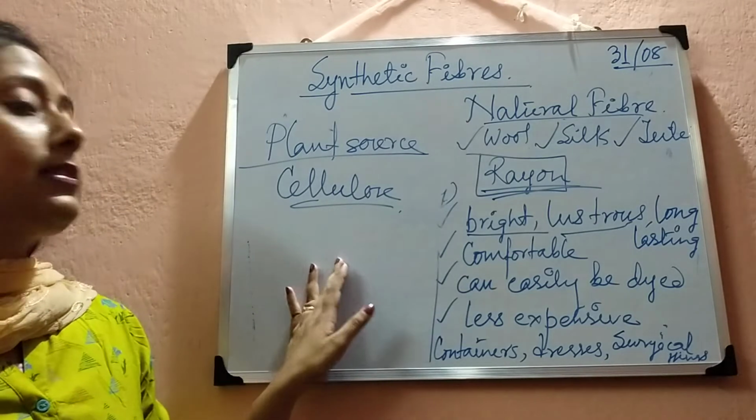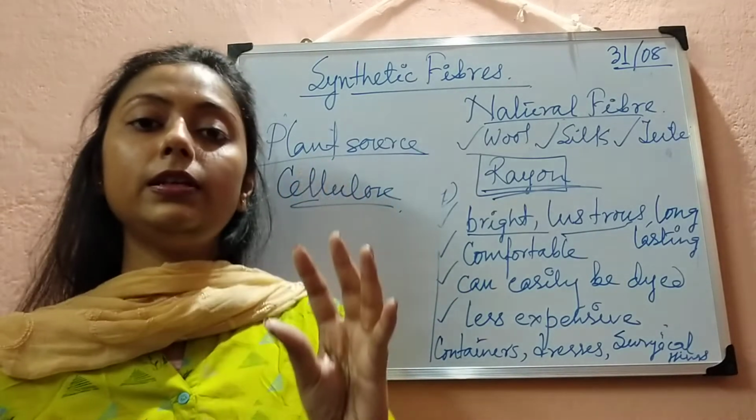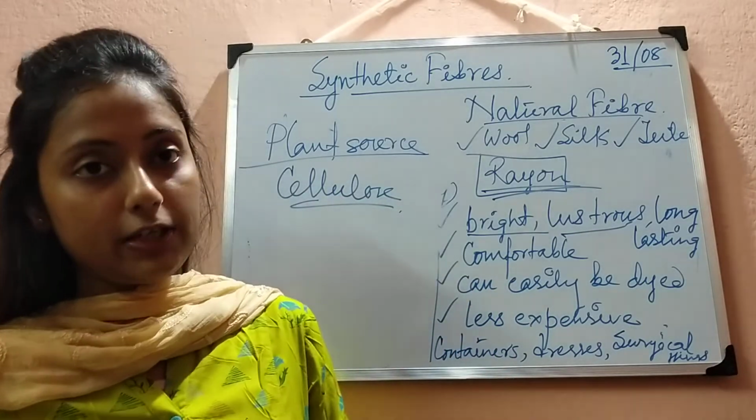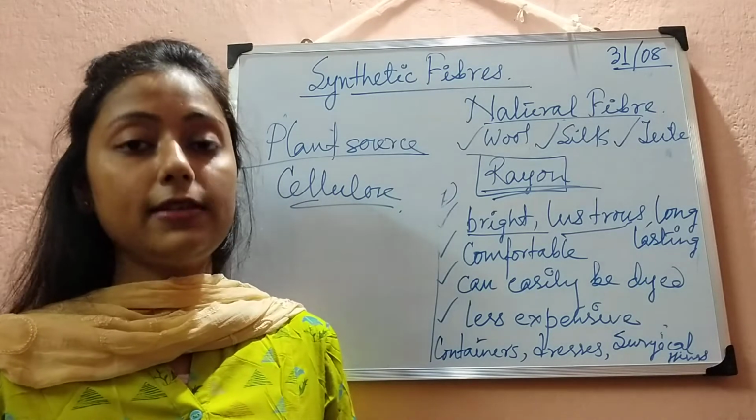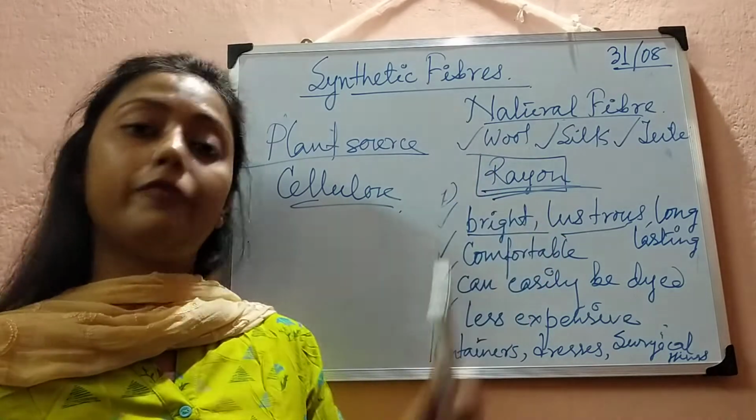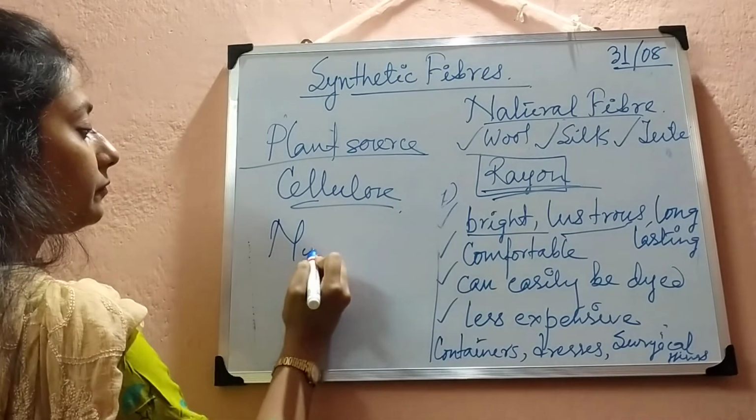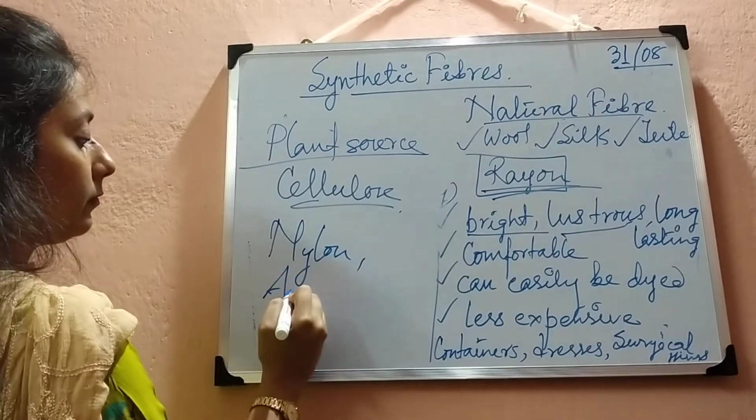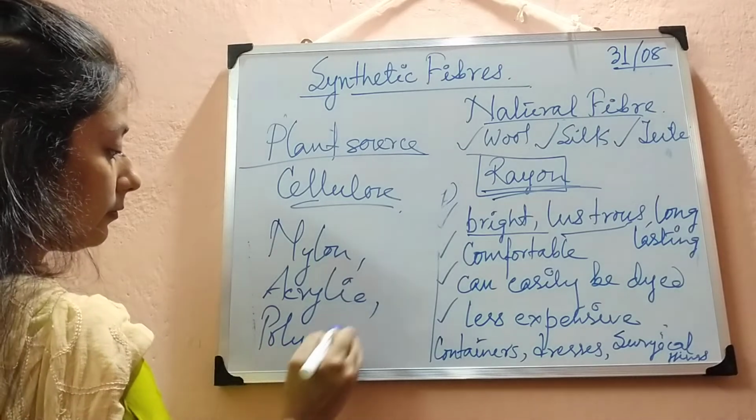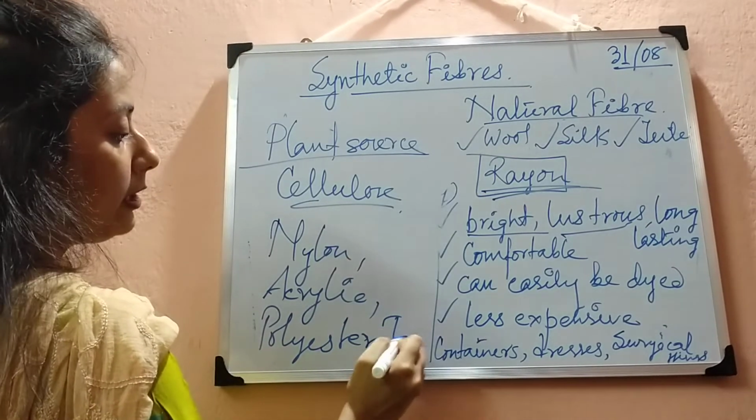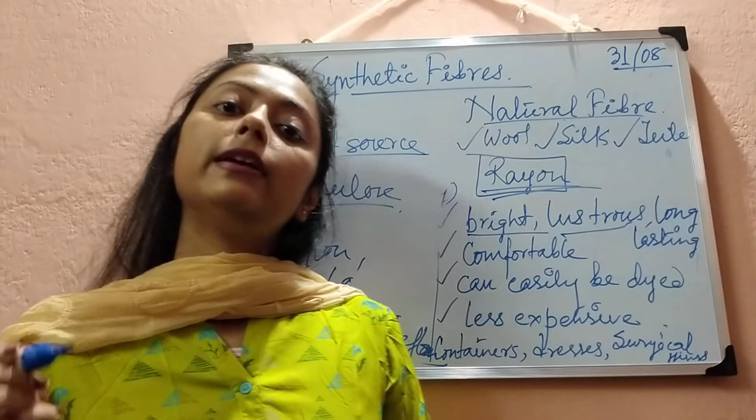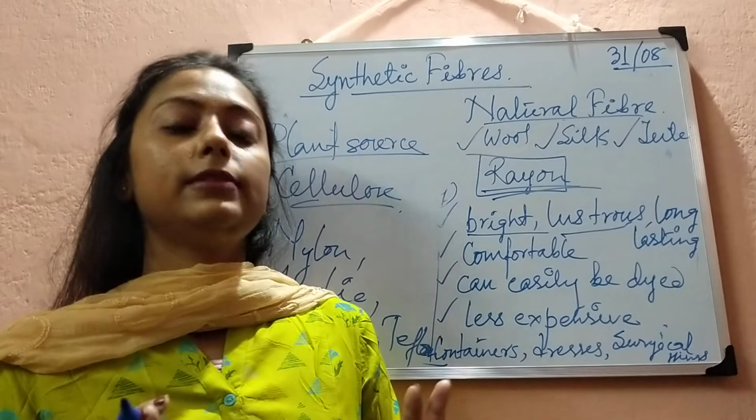So children, this is the summarization. Monomers, single beads attached together to form a polymer, and the process is called polymerization, and through this process we can obtain synthetic fibers. Examples of synthetic fibers, just like rayon, other examples are nylon, acrylic, polyester, Teflon, etc. We will study them in the next classes. These are the truly synthetic fibers.